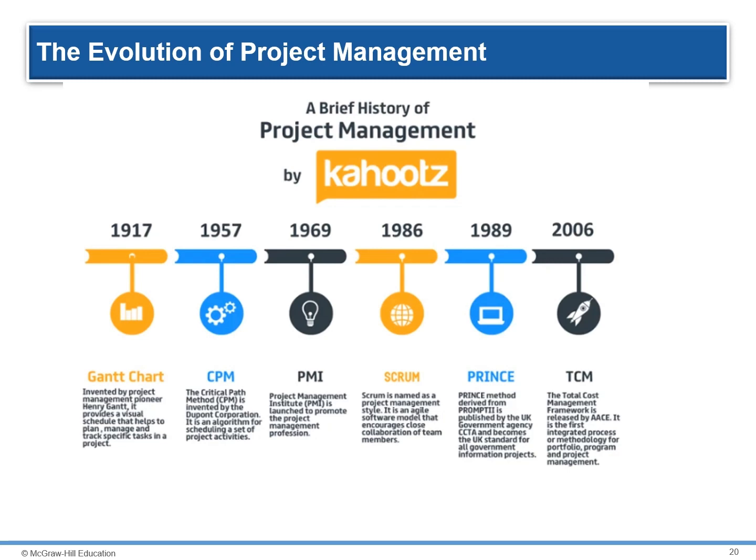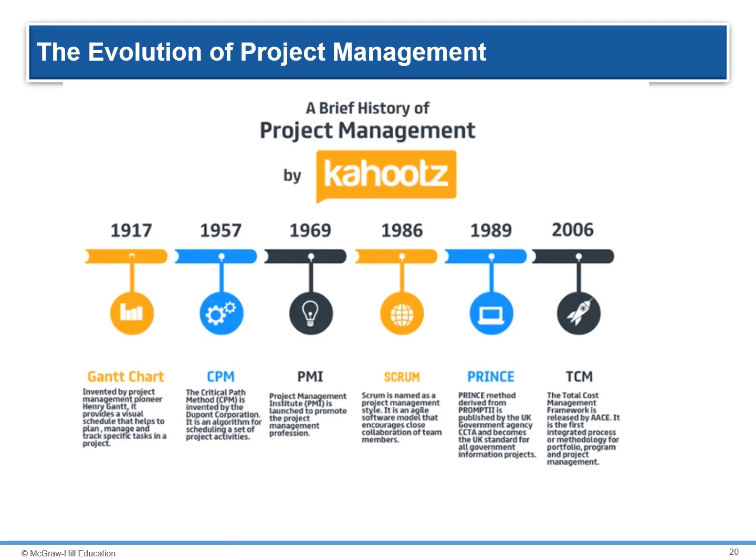CPM was developed in 1957. It is called the critical path method, CPM, which was invented by the DuPont Corporation. We will study this technique in our future lessons as well. This is an algorithm for scheduling a set of project activities. 1969, PMI is launched to promote the project management profession.